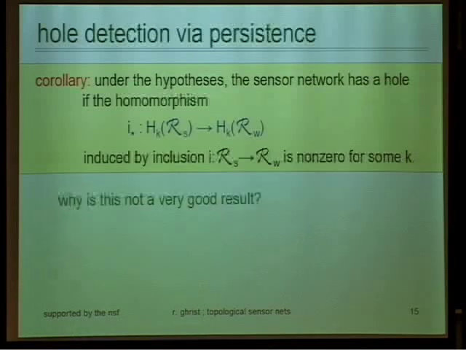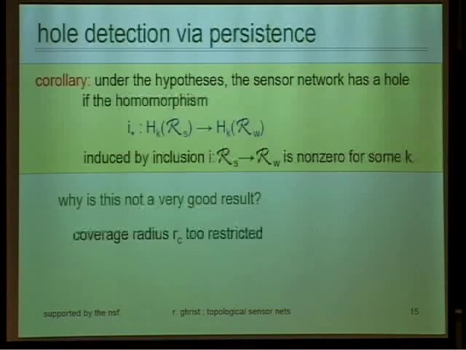But this is not a very good result, and I don't like this result. And I'm only presenting this for pedagogical reasons. Why? Well, I had to have the coverage radius exactly half the weak signal strength, and you can't really say that to sensors people. Your coverage radius is exactly this, and you have to be able to hear other people's broadcast signals with, you know, this exact relation.